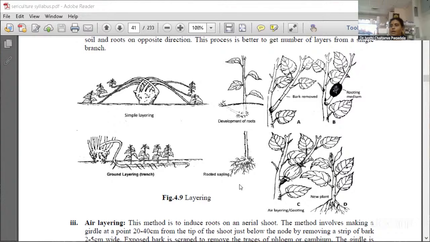What is the chemical composition of the leaves? Here the chemical composition of the leaf depends upon the leaf variety and the maturity. However, on the basis of analysis carried out by the CSR and TI Mysore, the chemical composition of the leaf is like the moisture content, which ranges from 65 to 78 percentage in the mulberry leaf.